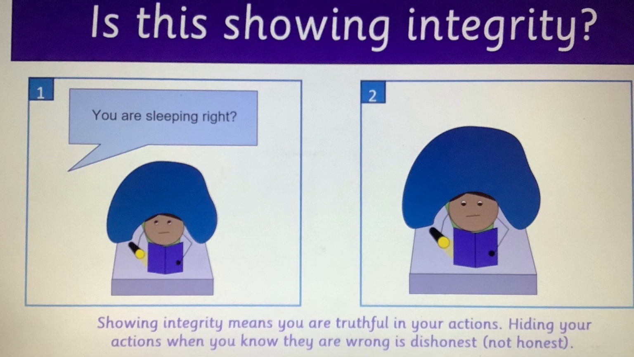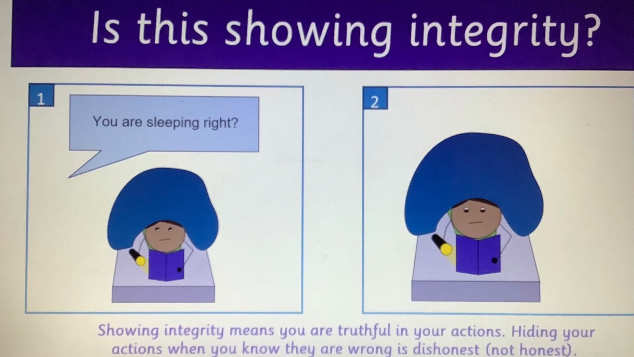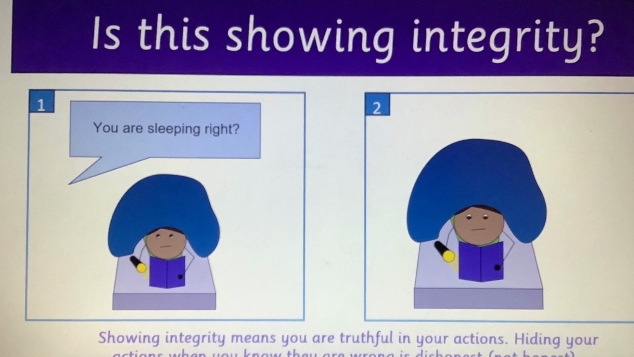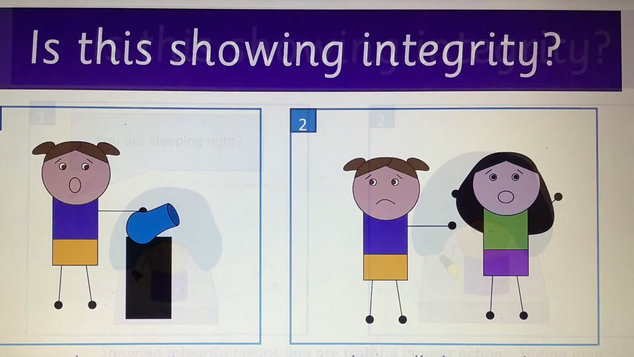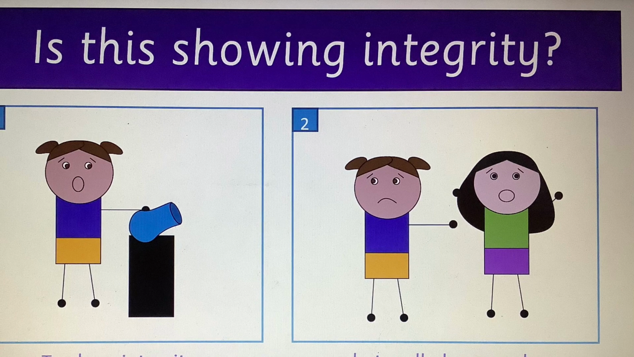In your discussion, I hope that we all agreed that I was right and Miss Patel was wrong. So from this, we know that integrity means being honest and always doing the right thing. So, showing integrity means you are truthful in your actions. Hiding your actions when you know they are wrong is dishonest. To show integrity means you say what really happened.